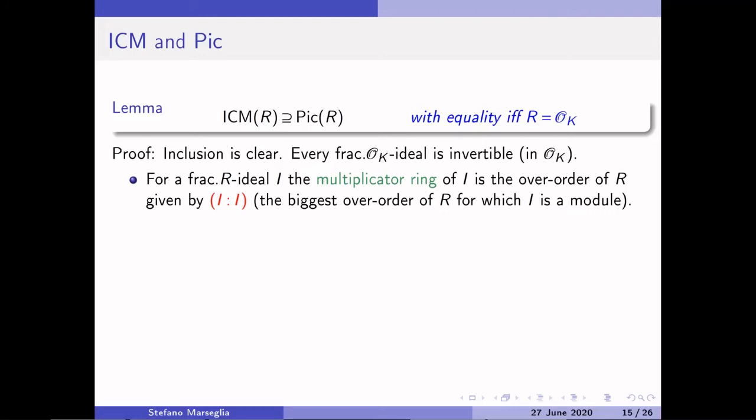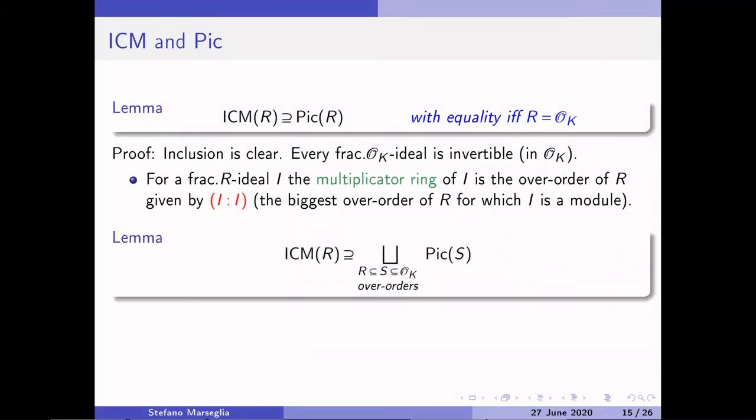Another way to think about this I colon I is as the endomorphism ring of the module I. So you're looking at R-linear endomorphisms of I as an R-module, and this (I : I) is exactly that. And a third way to think about it is that this is the biggest overorder of R for which I is a module. If you pick something bigger, I is not going to be closed under multiplication by these elements. So it's the biggest one, and in some sense it's canonical with respect to the ideal I.